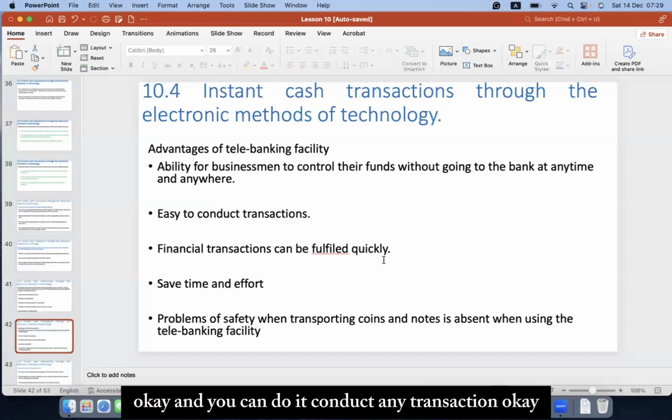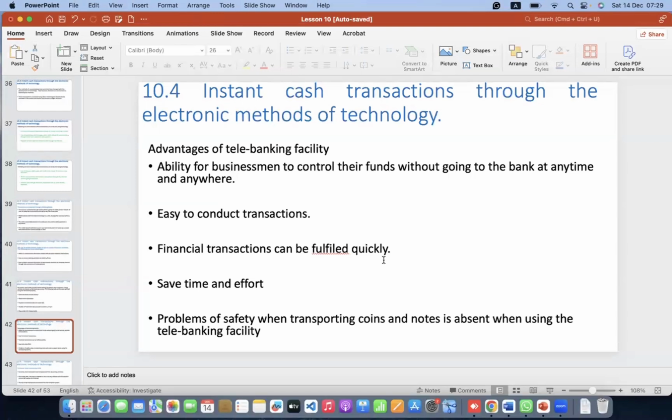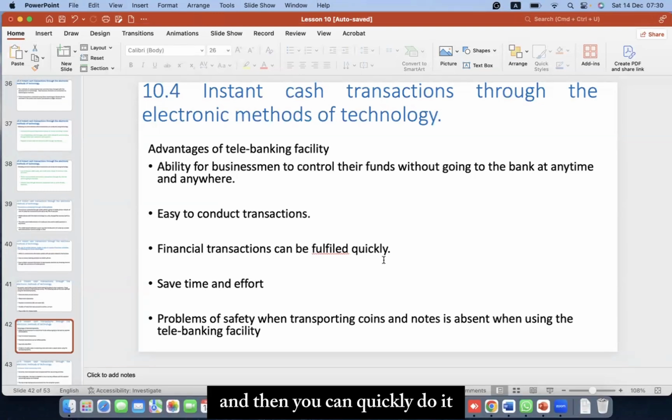And you can conduct any transaction. Okay. And then you can quickly do it.